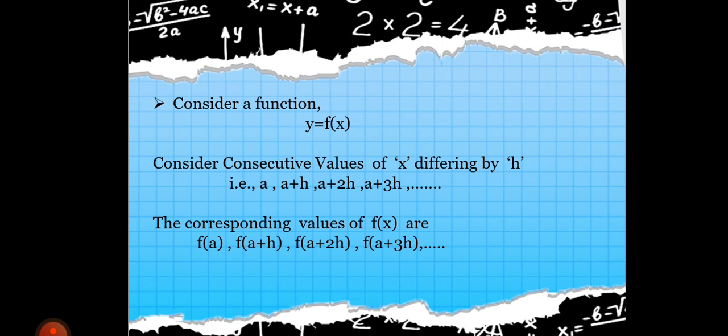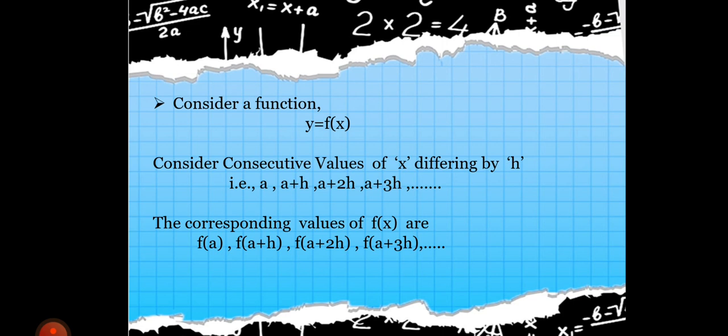Now consider a function y equal to f of x. Here x is an independent variable and y is a dependent variable. Now consider the consecutive values of x differing by h, that is a, a plus h, a plus 2h and a plus 3h and so on. Here you can see that the difference between these two consecutive values of x is h. Then we can say that these values increase by h. Here h is called the interval of differencing.